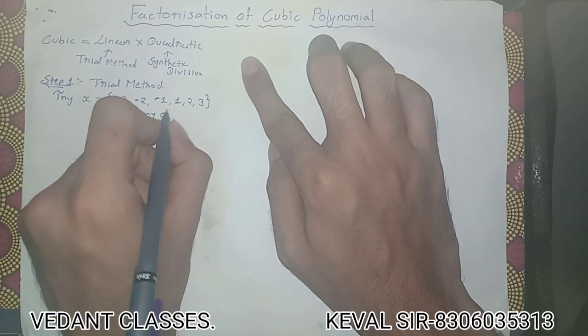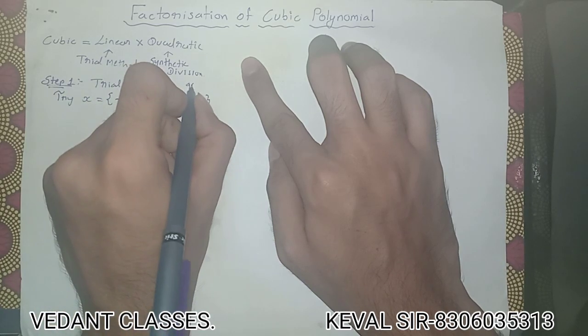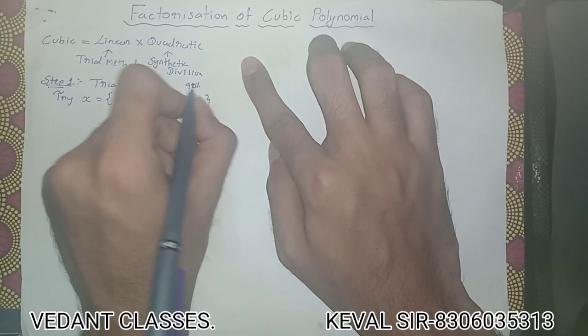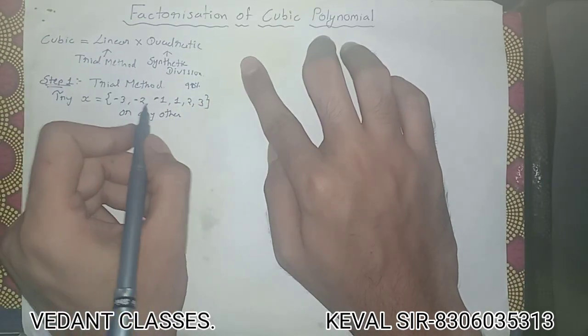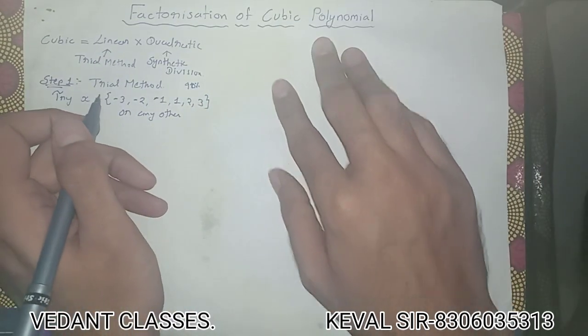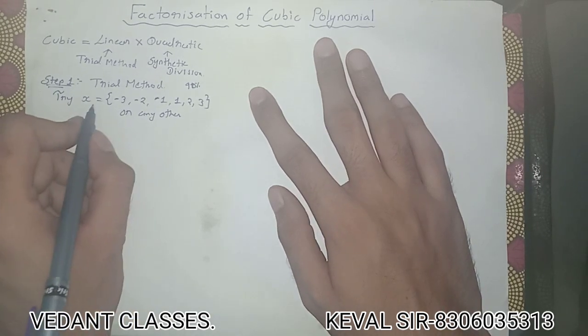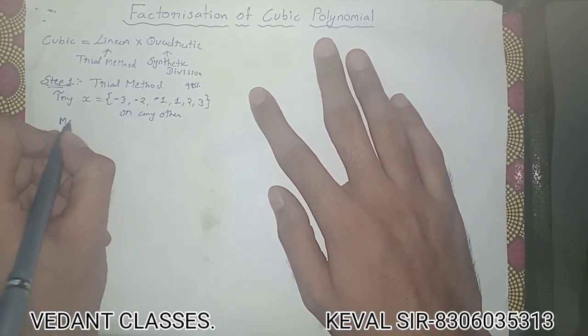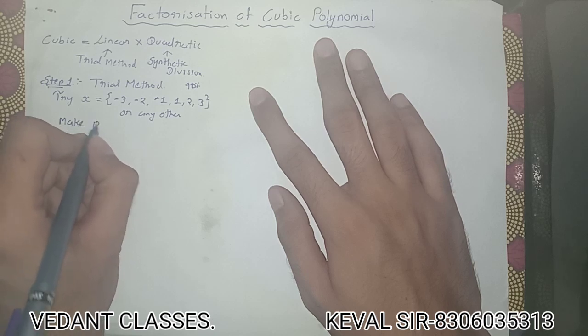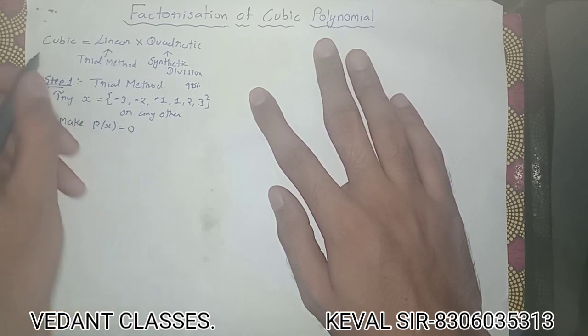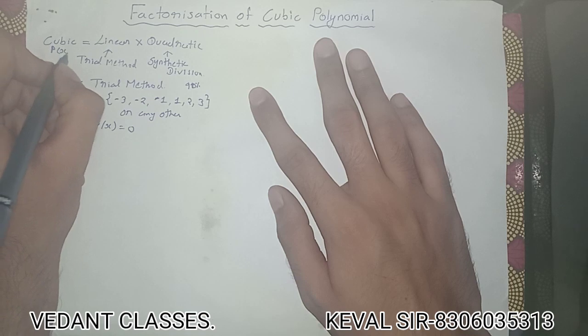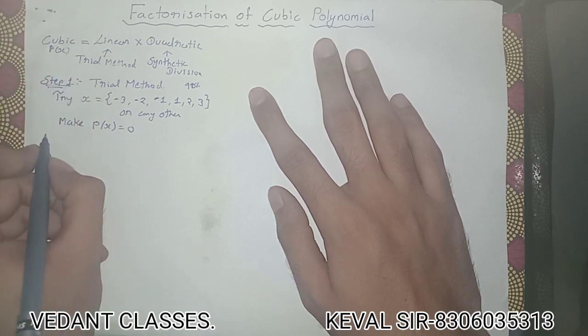In 90% of cases you will get the correct answer. In almost all the sums you can use this technique. So you just need to try this and make p of x equal to 0. The cubic polynomial p of x that you are having, make it equal to 0.